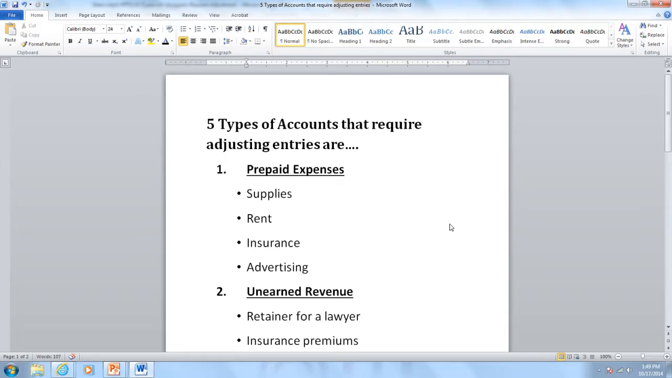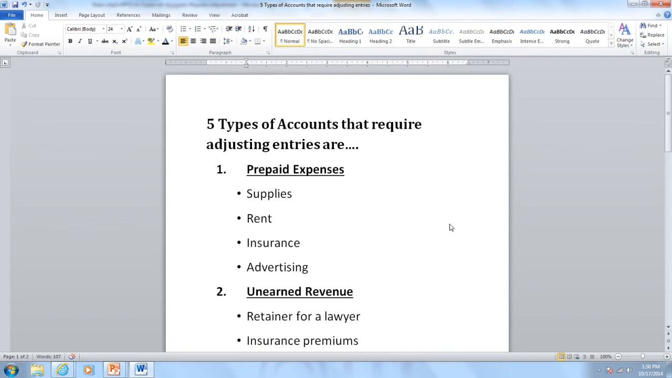All right, so let's take a minute and look at the 5 types of accounts that are affected by adjusting entries. So please note there's only 5 accounts that are affected, and each one usually affects only two different accounts. So there's really like 10 things you have to remember for adjusting entries. If you can memorize the 5 types of adjusting entries and the 10 accounts that are affected, this should make things a lot easier for you.